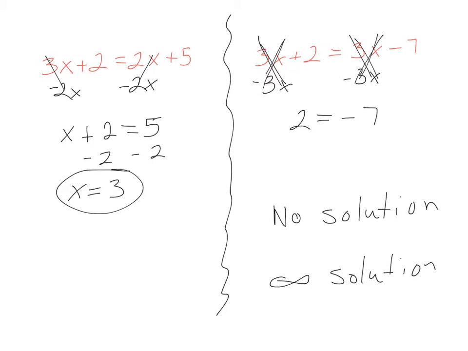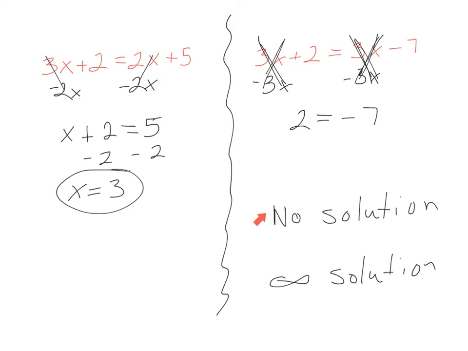Now, infinitely many, sometimes that has a different name. Sometimes it's called all real numbers. But we know that once you lose the variables in the equation, your only options are no solution or infinite solutions. So anytime there's an equation, you only have three options: one solution, no solution, or infinite solutions.